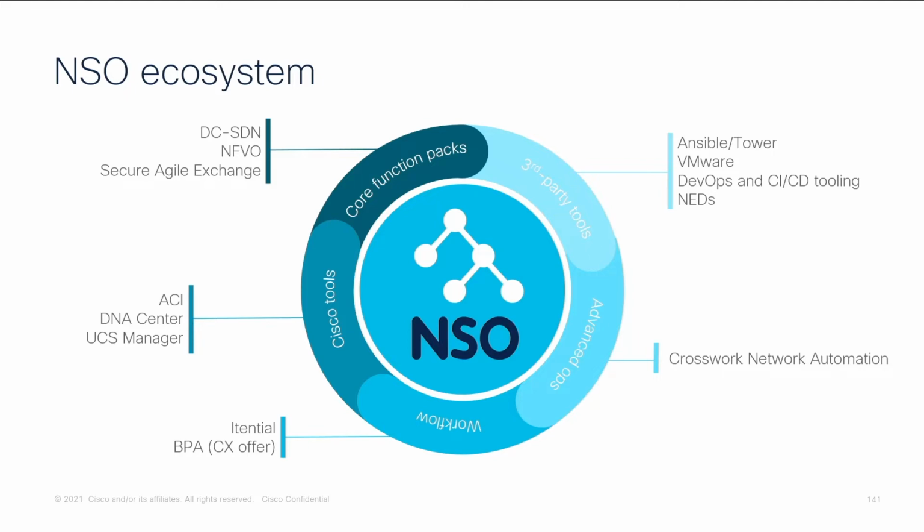Now, the NSO ecosystem is constantly evolving. Cisco has productized a number of services into what we call the core function packs, and that addresses either specific business use cases or specific technology domains. Examples of that would be the network functions virtualization orchestrator, or as you heard earlier today, we also have the container network functions virtualization orchestrator.